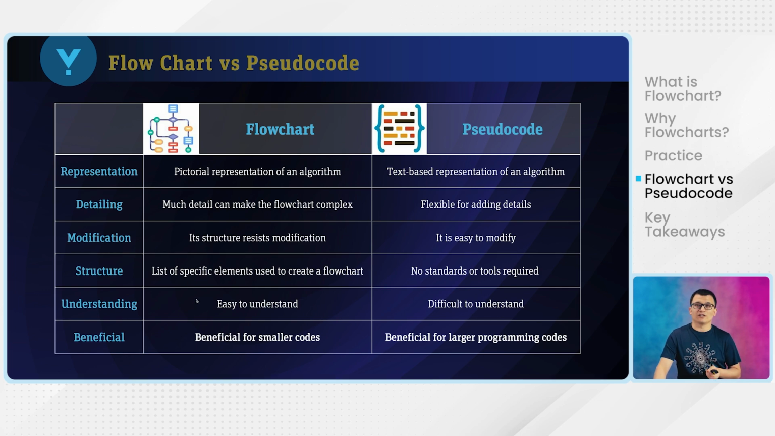Okay, and in terms of understanding, the flowcharts are easier to understand, but pseudocodes are more difficult to understand. Okay, and in terms of benefit, flowcharts are more beneficial for smaller code because you don't want to include so many different types of shapes in one task. Okay, but pseudocodes are beneficial for larger programming codes. When you have larger programming codes with so many requirements, it's better to go with the pseudocode.